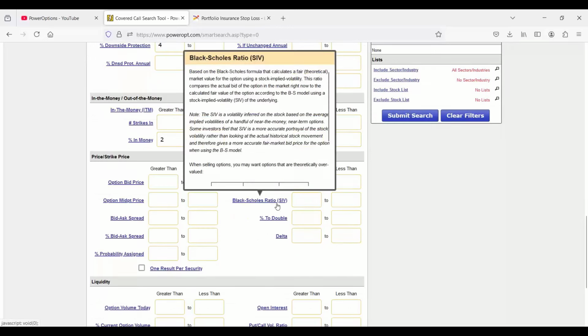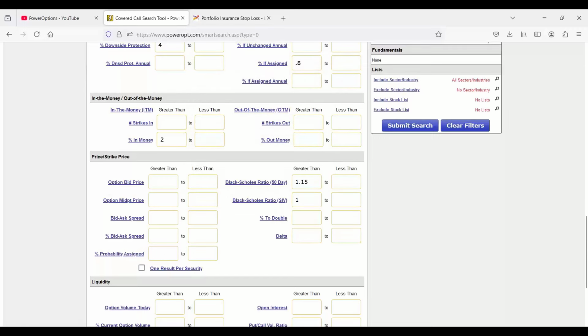And then, of course, you can also use the Black-Scholes ratio SIV, where we're calculating the Black-Scholes theoretical price of the option based on the SIV of all near-term options around it. Again, near term, of course. So if we're looking at near-term options, we're going to be around the same price, but we can still use that greater than 1.